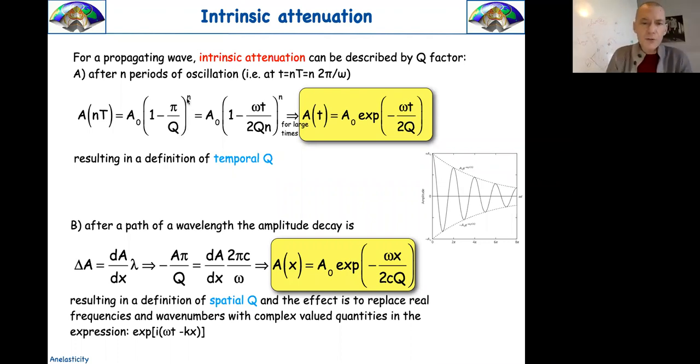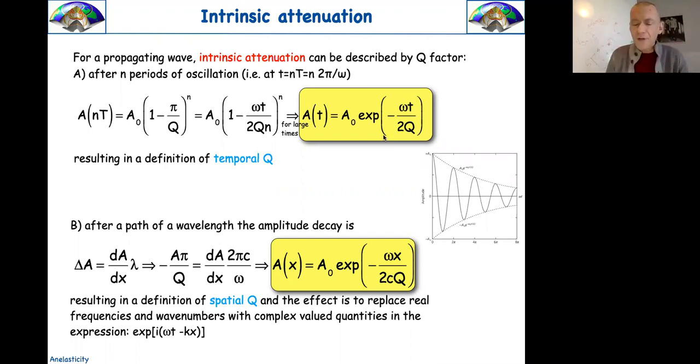After n cycles, that's the expression. Now, using the definition of Q and this, we can write it like that. And we can write it at long times that the behavior of amplitude in time is described by this. If Q is infinite, A will be constant. Lower is Q, stronger will be the damping. This is called temporal Q.